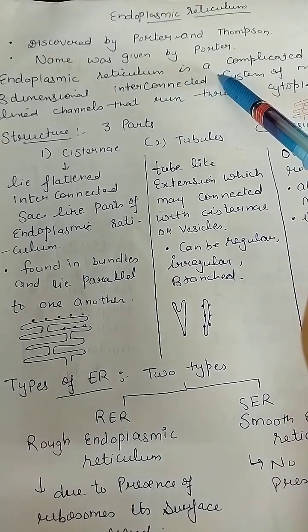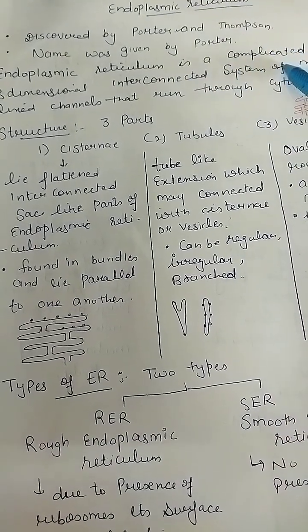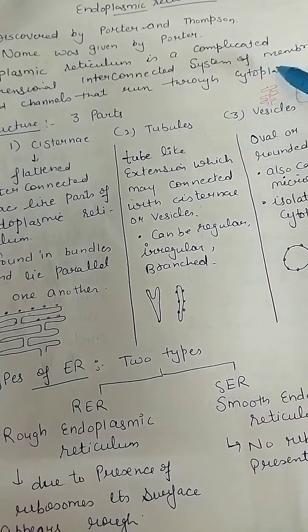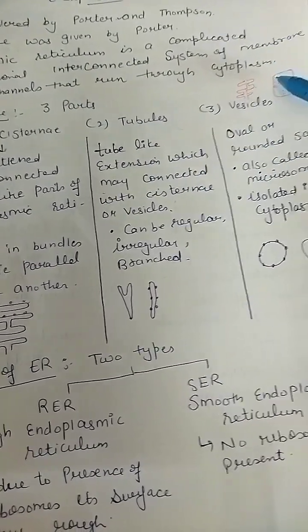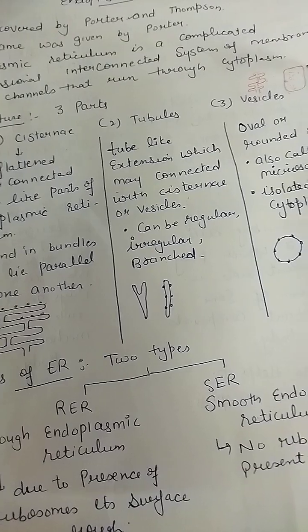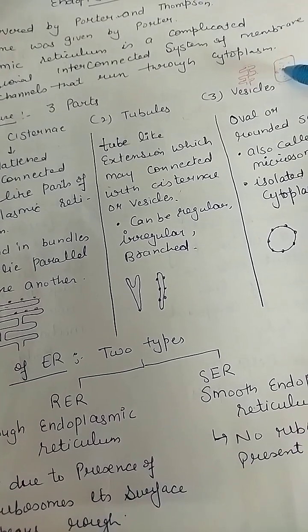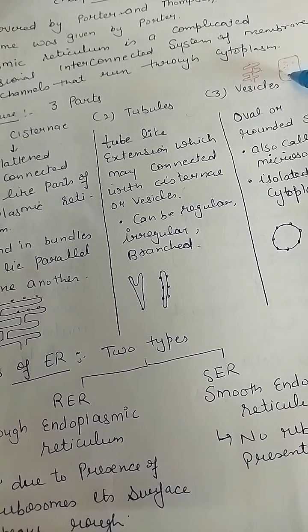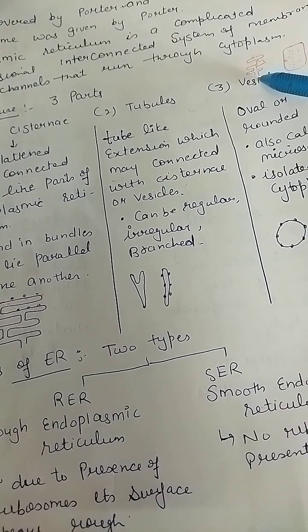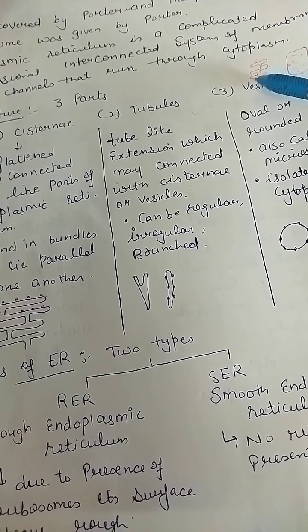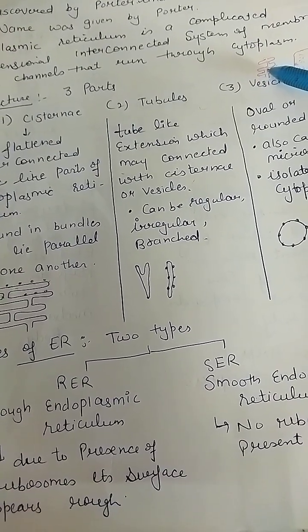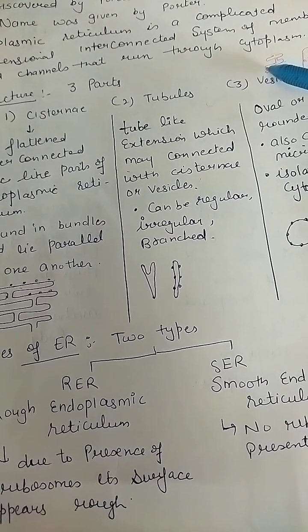Endoplasmic reticulum is a complicated three-dimensional interconnected system of membrane-lined channels that run through the cytoplasm. If we consider a cell, the dot-like structure is the cytoplasm, and inside the cytoplasm it is present in the form of interconnected membrane-lined channels known as the endoplasmic reticulum.